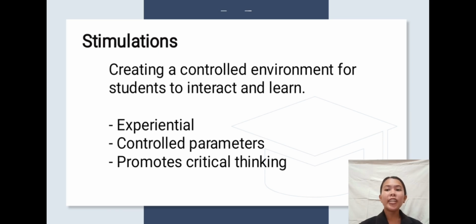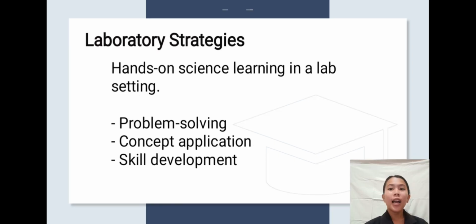So, here are the key features of simulations. First is experiential. Second is controlled parameters. And lastly, promotes critical thinking.